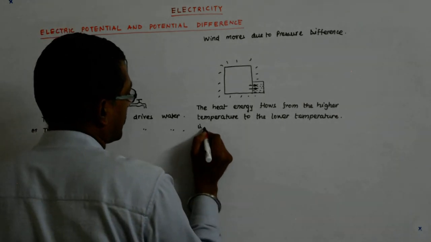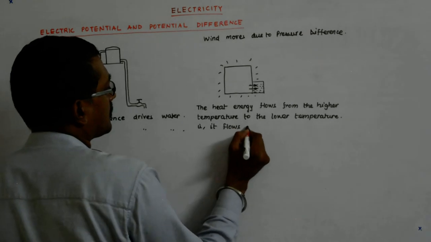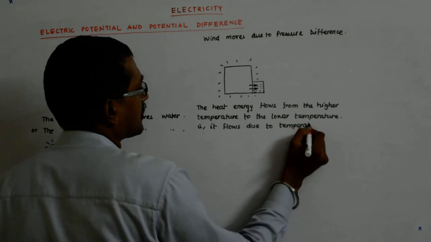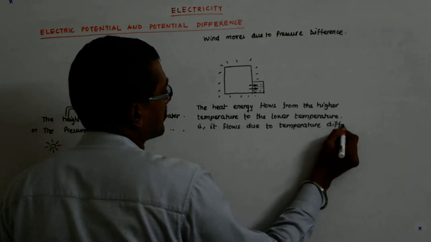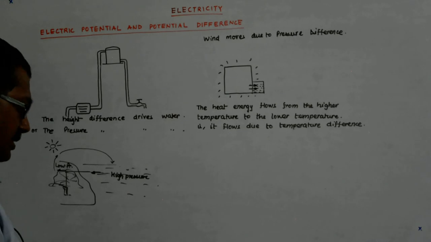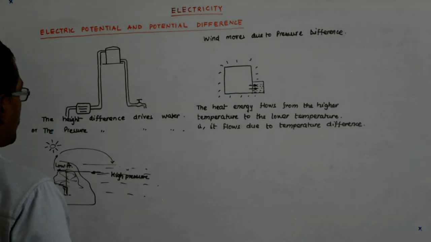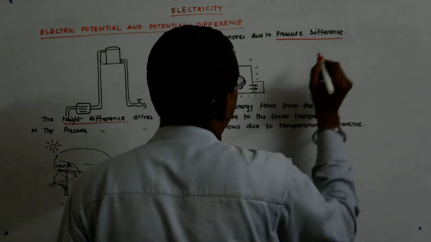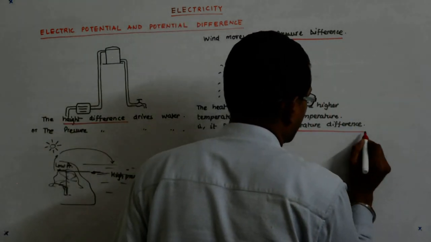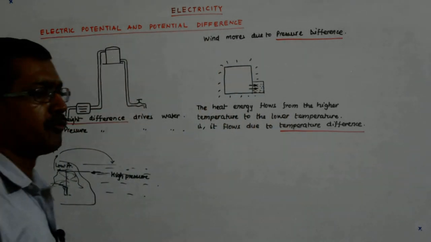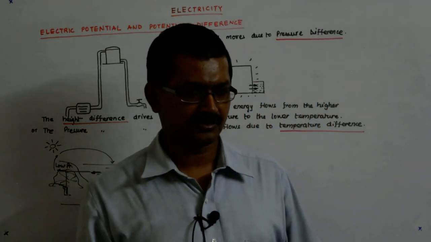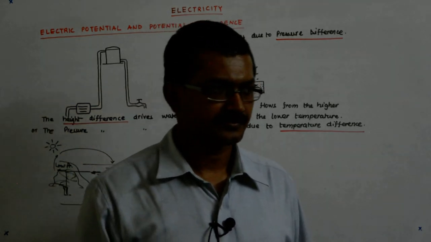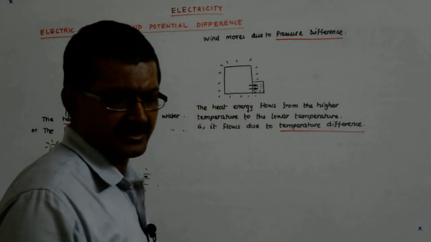That is, it flows due to temperature difference. Do we get that point? So you see, there is a height difference, a pressure difference, a temperature difference. Whenever we have motion, whenever we have dynamics, it is due to the difference of something. Correct?